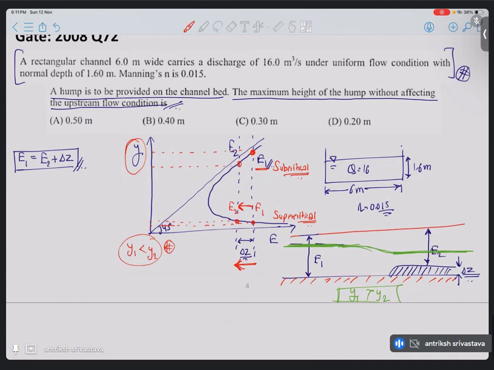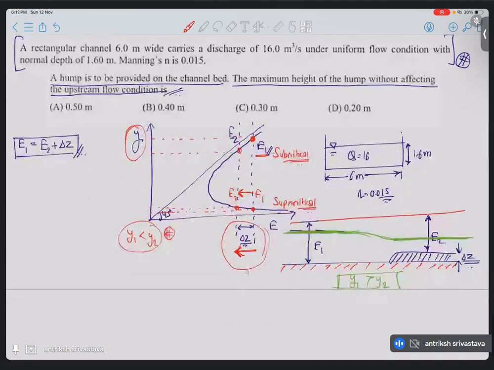So let's look at this subcritical flow and see what happens if we provide an excessive hump. We know that when we provide a hump, the depth of flow is going to reduce on the downstream side, right? On this side, the depth of flow is going to reduce. But if we keep on providing the hump and keep on reducing the specific energy, there will come a point when we reach the most extreme point of this plot, that is this critical point.